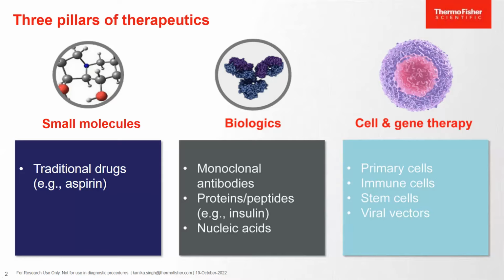The second pillar consists of biologics. A biopharmaceutical, also known as biologics, are nothing but the drug products manufactured in extracted form or semi-synthesized from biological sources. They typically have biological functions, and examples are monoclonal antibodies, proteins and peptides like insulin, and nucleic acids, which includes DNA and RNA vaccines.